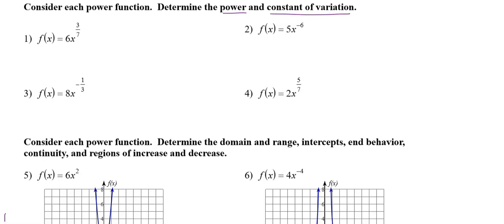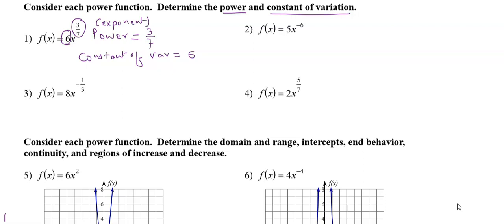Please understand guys, power is also called exponent. So in question number 1 we can say power is 3 over 7. And what is the constant of variation? Constant of variation is 6. Power is also called as exponent. Let me write that. Exponent.